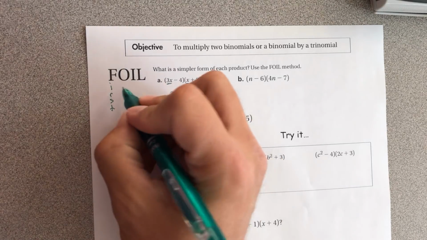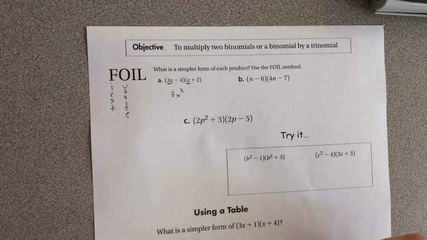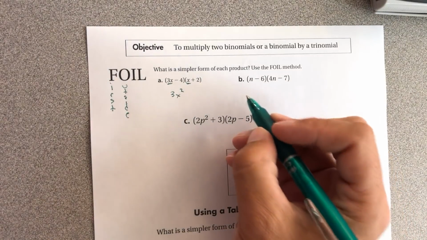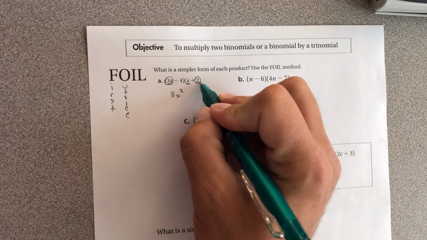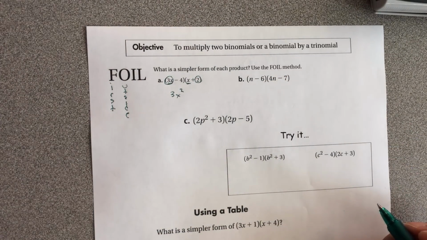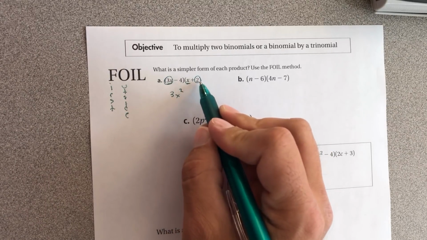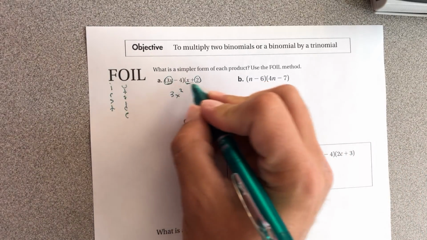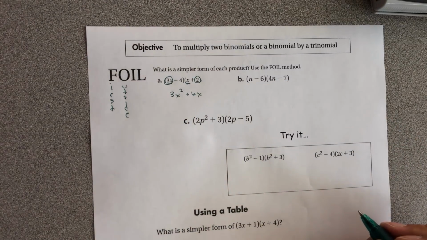The O stands for outside. And what outside means is the terms on the outside of the whole multiplication, the outside terms. So 3x and 2 are what we're going to multiply. So 3x times 2 is a positive 6x.